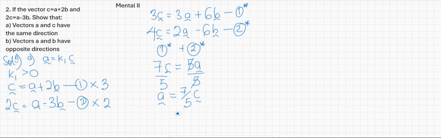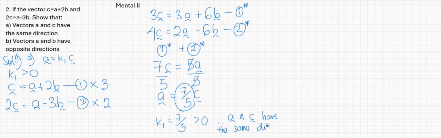What do we see here? Our constant, we called it k1, is 7 over 5, and it is positive. Therefore, a and c have the same direction. So we can conclude, therefore, vector a and c have the same direction. Good. Let's try part b.